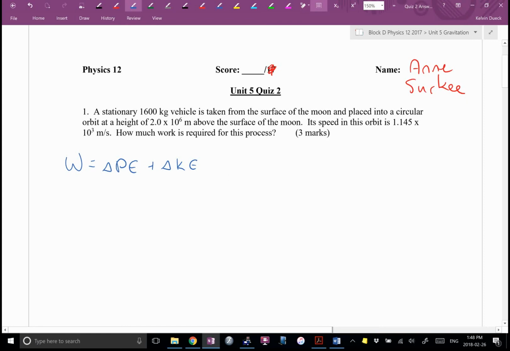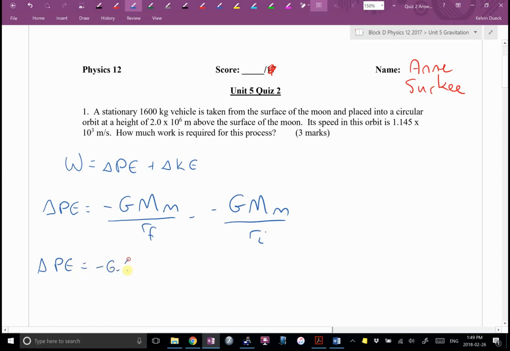What I've recommended to you folks is I do these separately. I usually find the change in potential first, which is going to be negative big G, big M, little m, over R final minus negative big G, big M, little m, over R initial. The change in potential is going to be negative 6.67 times 10 to the negative 11. We are on the moon this time. I don't know the numbers for the mass and radius of the moon, so I have to use my sheet. Mass of the moon, 7.35 times 10 to the 22. Mass of the satellite, 1,600.